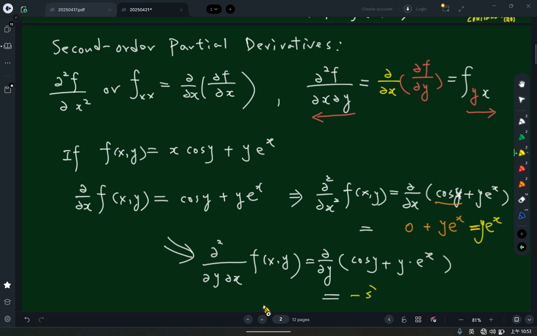So the answer will be negative sine y, right? Because our second operation is for partial y, so we should treat y as a variable, then plus e to the power x, right? So just remember the order. If the notation is like this, partial x first, then partial y, then okay. This is second order.